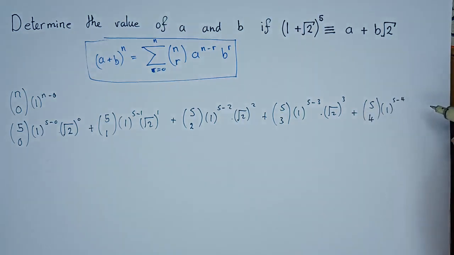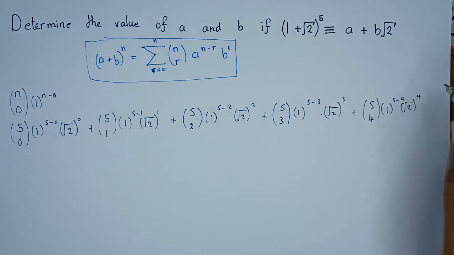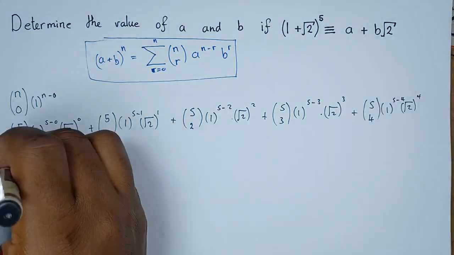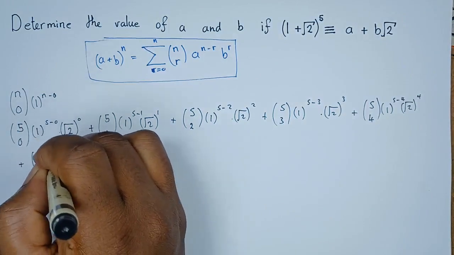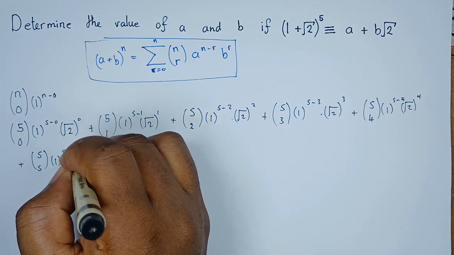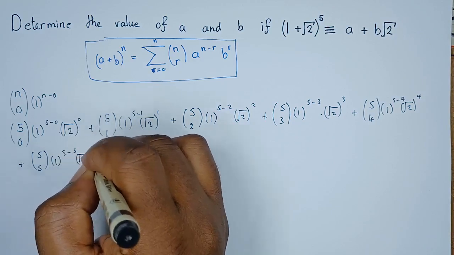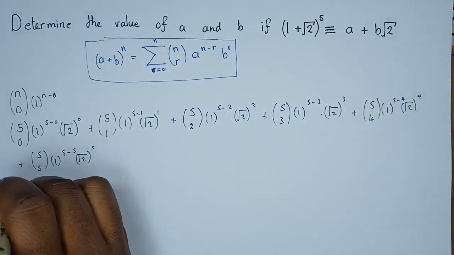Then from there we can say root 2 raised to the power 4, like that. Let's bring out the last term here, which is 5 combine 5, 1 raised to the power 5 minus 5, the first term. Second term is root 2 raised to the power 5. Okay, so now that we have this, let's see how this simplifies.